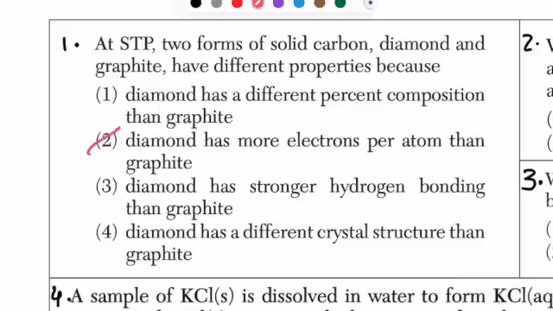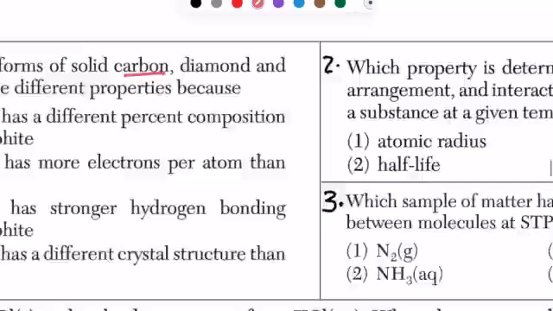Could be true. The question kind of doesn't quite give us enough information. Diamond has a different crystal structure than graphite. So the percent composition is also something that we don't have enough information for in the question because we don't know the formula. And then for the hydrogen bonding, we know that it's made of carbon. We don't know if there are any hydrogens, right? So we don't know if there is any hydrogen bonding. So that is also something that we don't have information for. So the only option here is number 4.